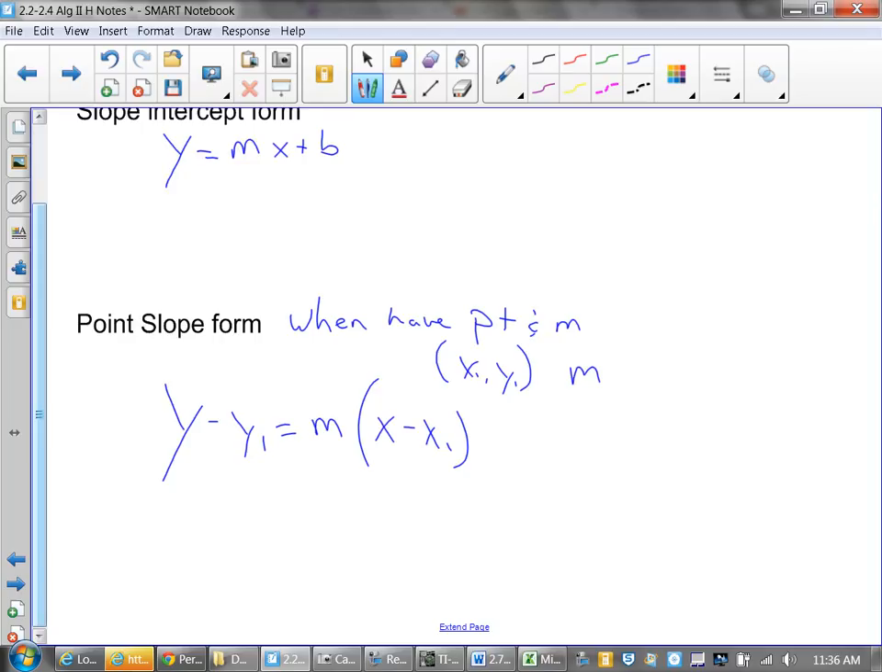To be honest with you, I think point slope form tends to be much easier to work with, especially when you're trying to write equations of lines that are parallel, equations of lines that are perpendicular, things like that.